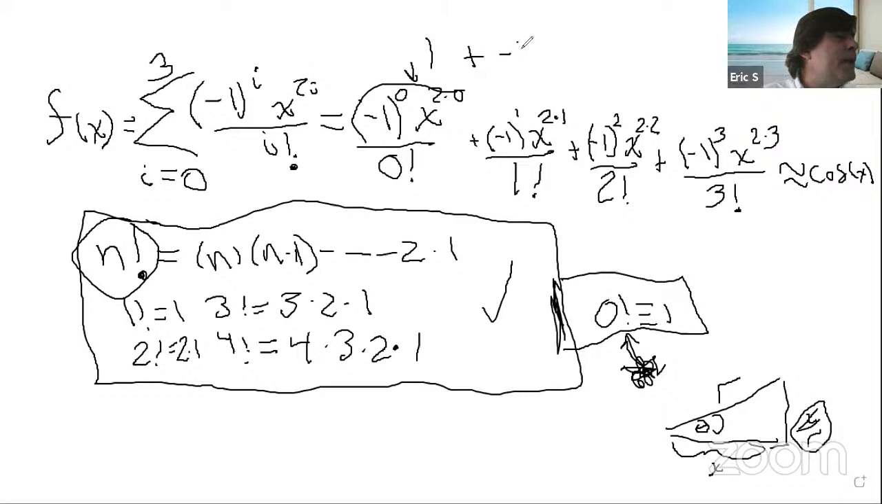So you'll actually get -1 times x squared over 2 factorial. And then the next term is -1 squared, -1 times -1 is +1. This is x to the 4th. I'm sorry, this should be 2 times this, 2 times that, and 2 times that. Sorry about that. So this is going to be over 2 factorial.